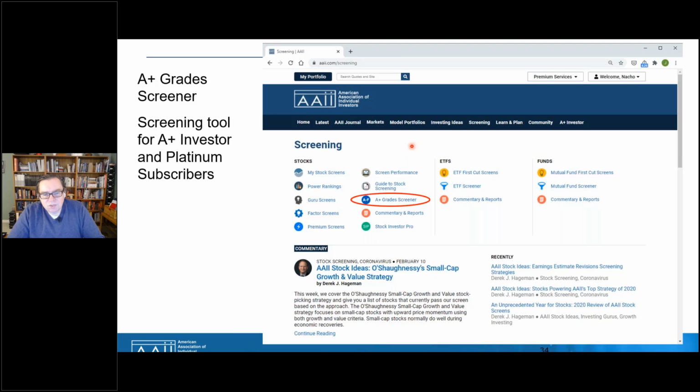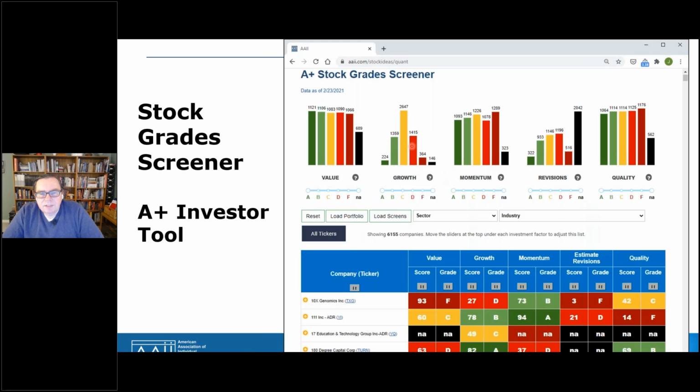There are some tools, and the A+ grade screener tool is one of them, that is only available if you are a subscriber to A+ Investor or Platinum. And if you click on the A+ grader screen, it's a very interesting tool, and it focuses on the grades we talked about before: the growth, value, momentum, estimate revisions, and quality. And you could use these sliders here to specify what's the minimum and maximum grade you want under those 5 elements.